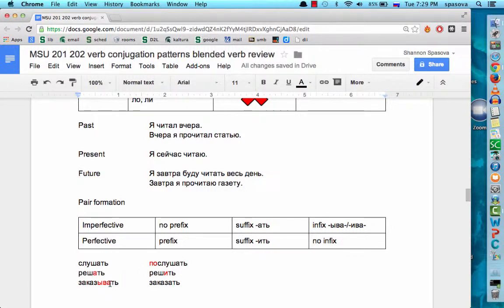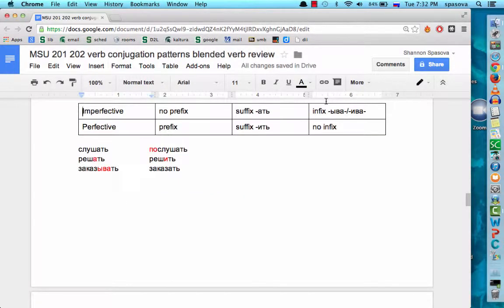If you have a pair like заказывать, заказать, where one has something in the middle here, we call it an infix. And usually it's an uva or iva infix. Usually that infixed one is imperfective, and the one with no infix is perfective. These are just rules of thumb. They don't always work, and they definitely don't work if you only have one of the pair. But there are some rules of thumb here as for how to guess which verb of the two is which.